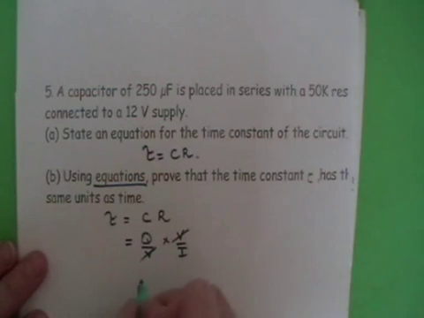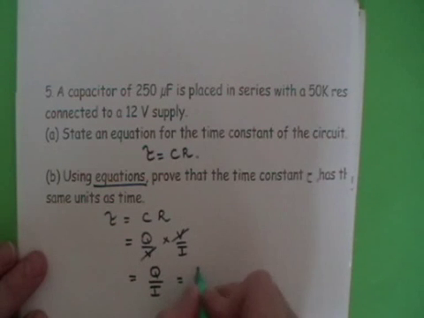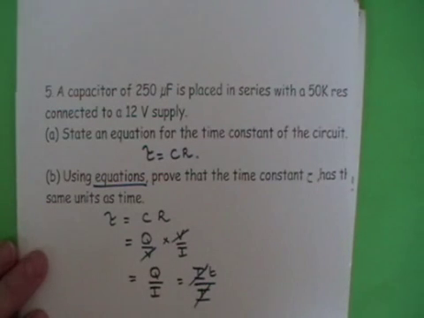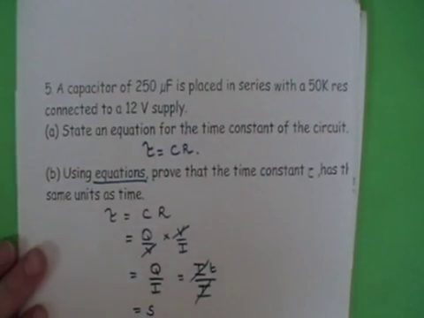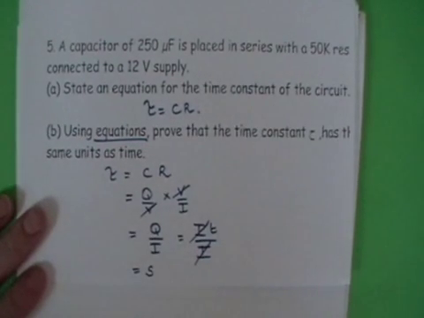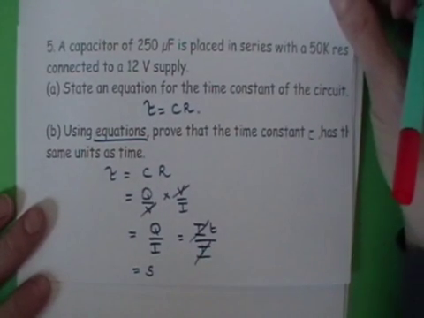V and V cancel. That leaves you with Q over I. But of course Q is equal to I times T. And the currents cancel also. And therefore you've got tau, which is your time constant, is really equal to a time. And of course units of time are seconds. I'll just show you down there. And so you have proved that.